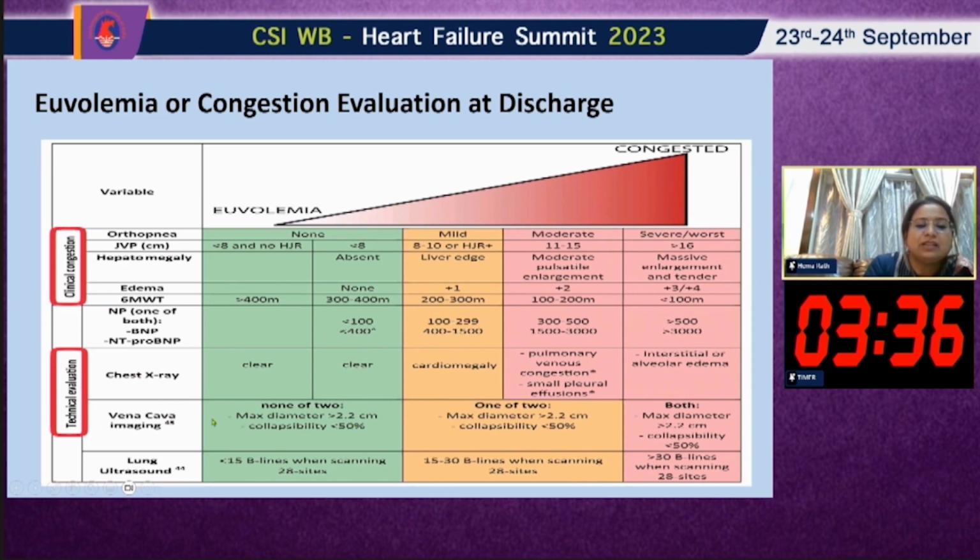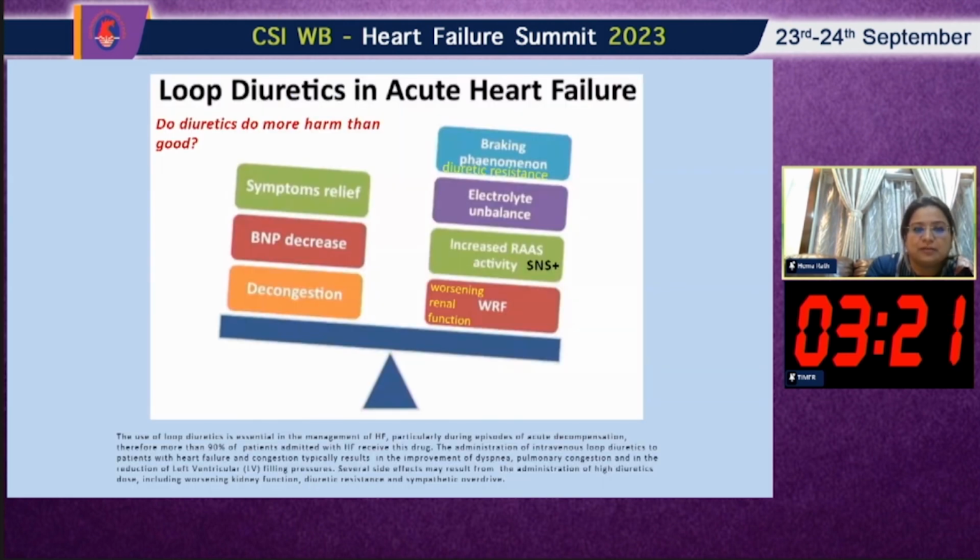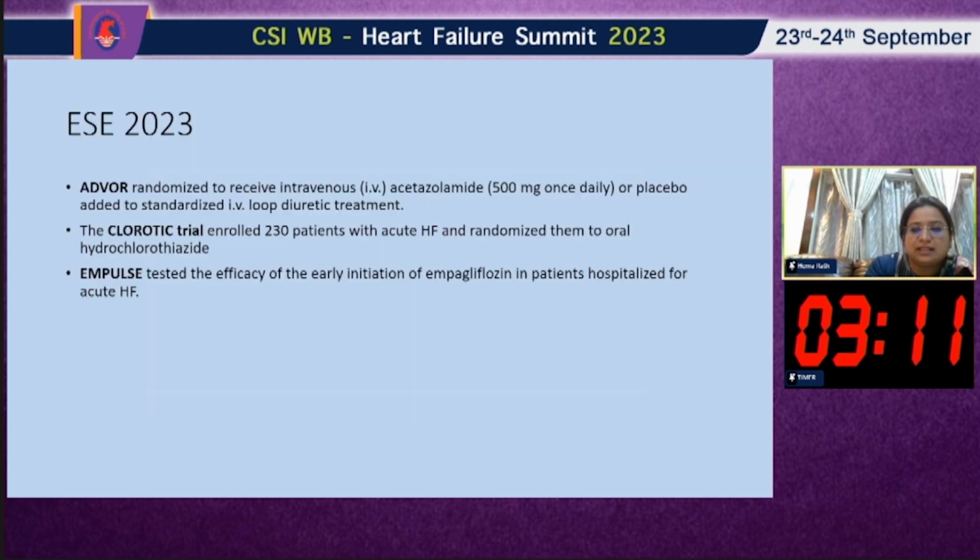For vena cava imaging, look for a maximum diameter of more than 2.2 and collapsibility of less than 50. If neither is present, think of euvolemia, and if they are present, you think he is still congested and needs a proper diuretic dosage at discharge. So it cannot come at the initial stage. It is not so harmful if it is properly monitored and assessed, and the diuretic dosage is adjusted.